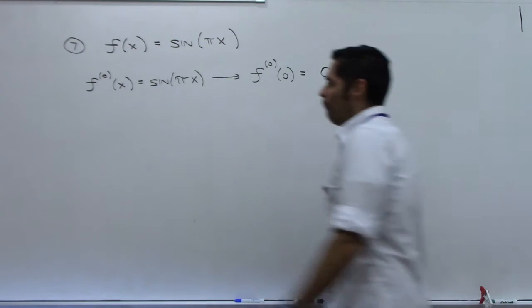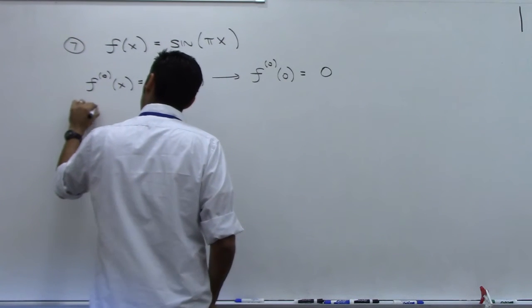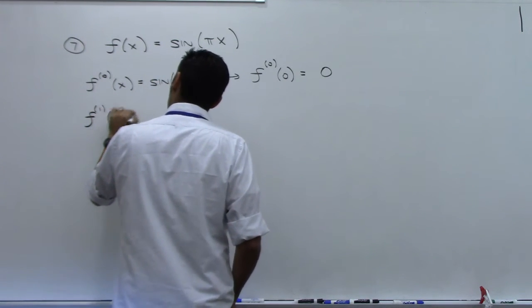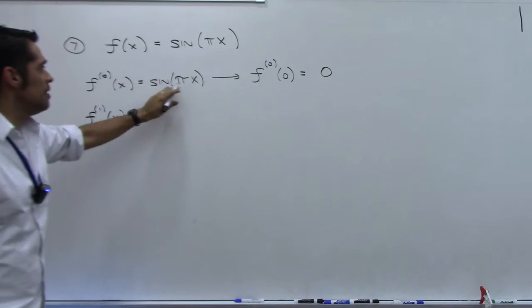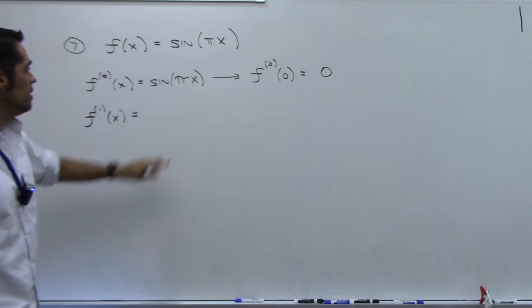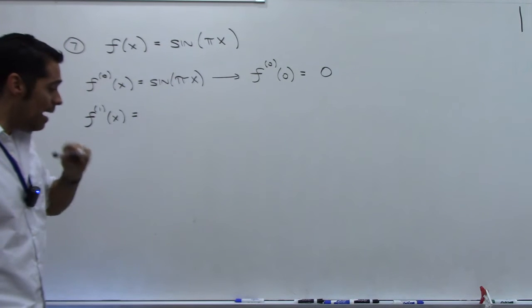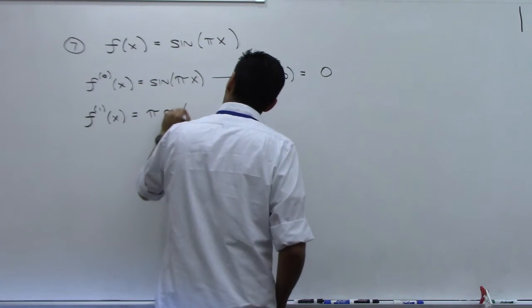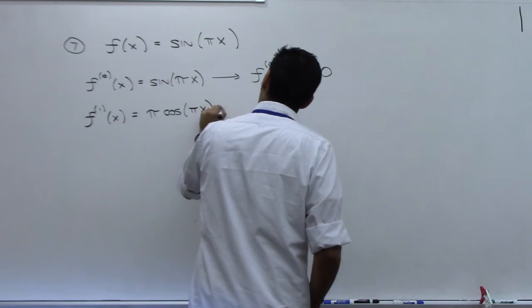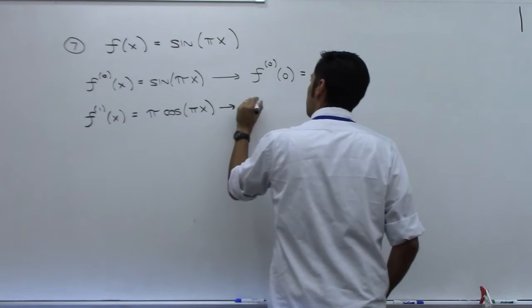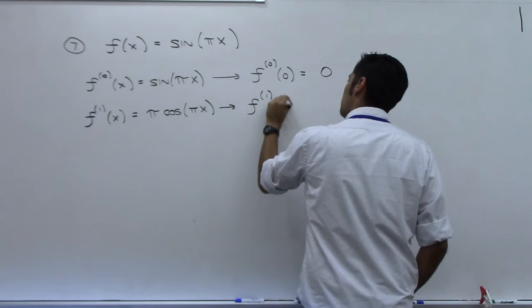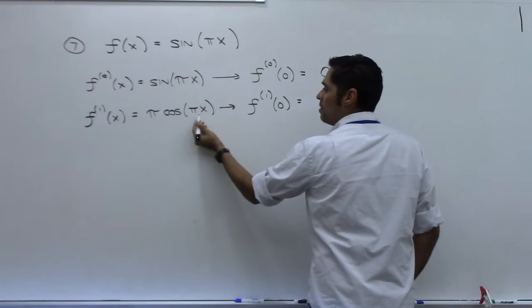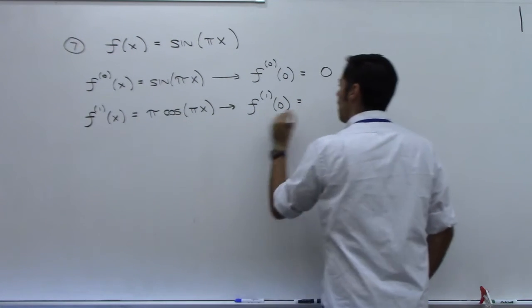All right. Now the first derivative. First derivative of this, well, derivative of sine of something is cosine of it, but then the derivative of the inside here would be pi. So I'm going to get pi cosine of pi x. And now when I do the first derivative at 0, cosine of 0 is 1, but then times pi, so I have pi.